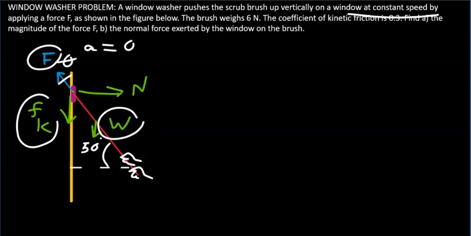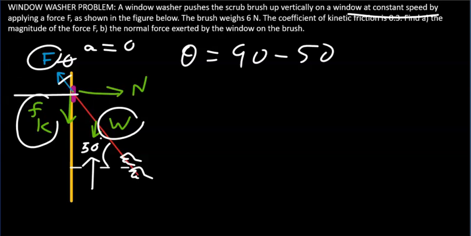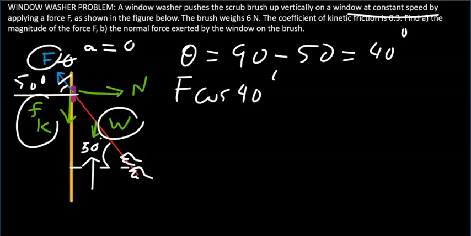So what is this angle here? That angle theta is 90 minus 50 degrees. 50 degrees is that. That is the angle that scrub makes against the horizontal. So if this is 50 degrees, that must be 40 degrees. So theta is 40 degrees. So the y component of that force F is F cosine 40 degrees, and that must be the same as the kinetic friction plus the weight.